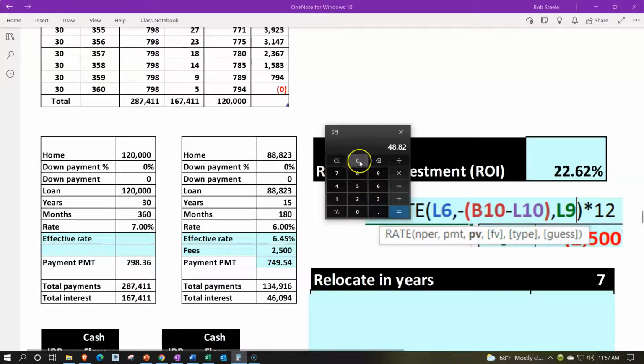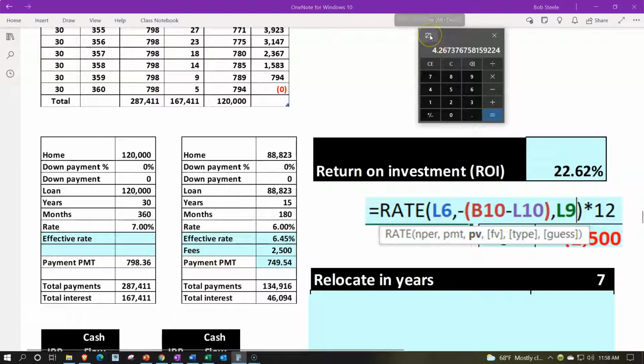So if I took my 2,500 divided by 48.82, then I can say that it would take me 52 time periods in order to make back the money. In other words, if I divide that by 12, we're looking around 4.25 years, 4 years and a quarter, in order to basically make back the 2,500 I'm putting down up front by savings between the difference in the two payments. So that's one way we could look at it when we're going to get paid back.